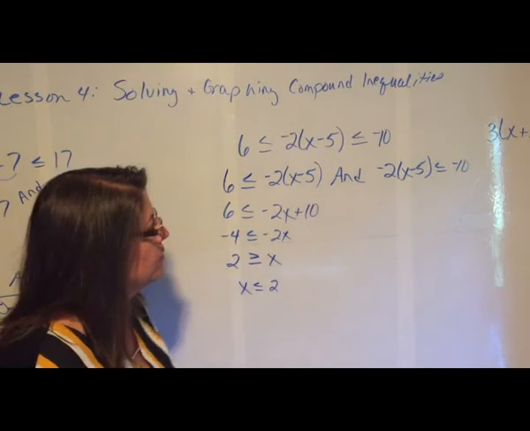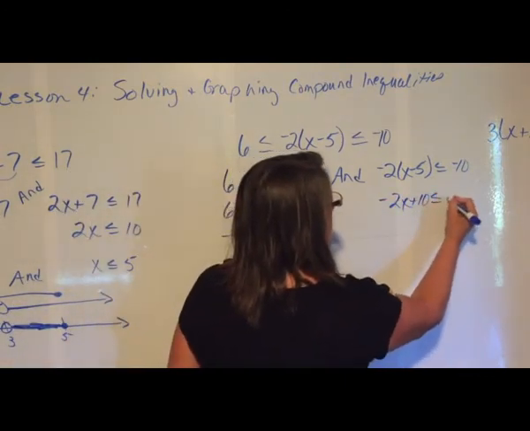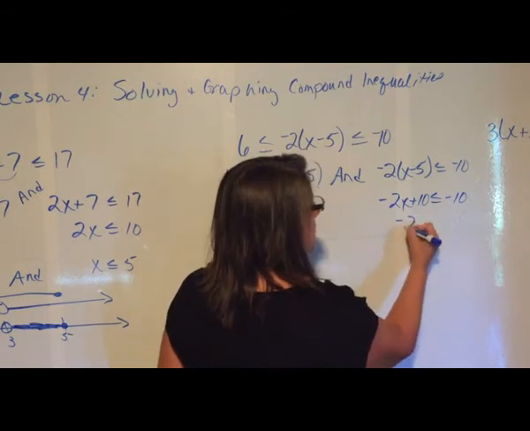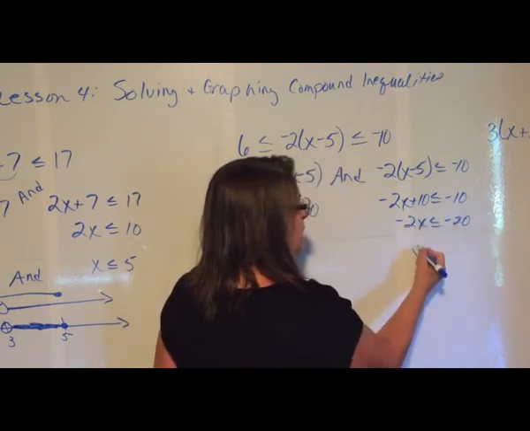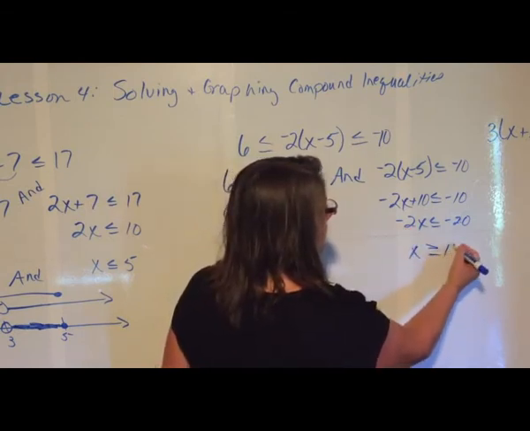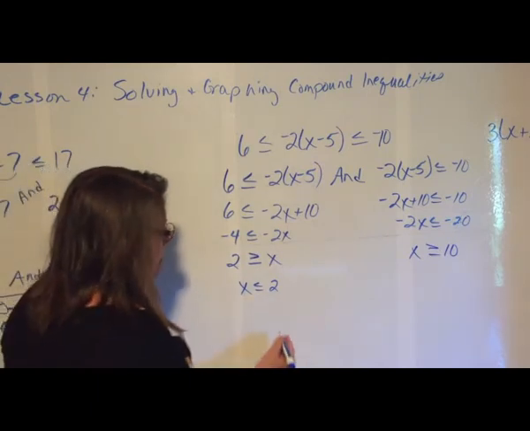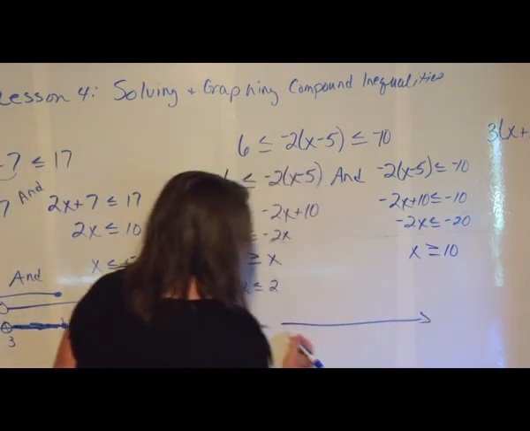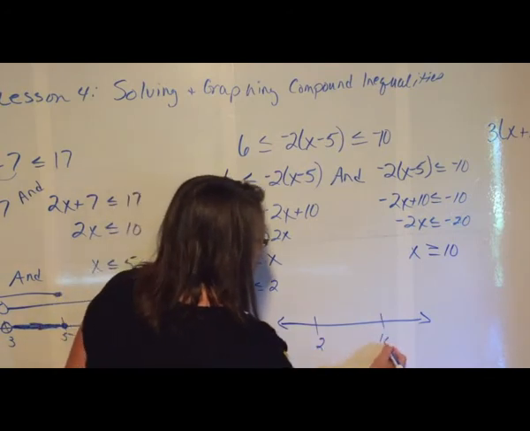For this one, I distribute the -2, subtract the 10, divide by -2 again. When I divide by negative, I have to flip the inequality around. And so then to graph this, I have a 2 and a 10.